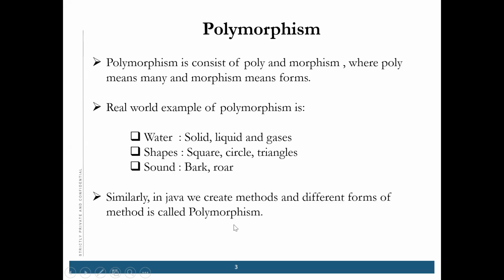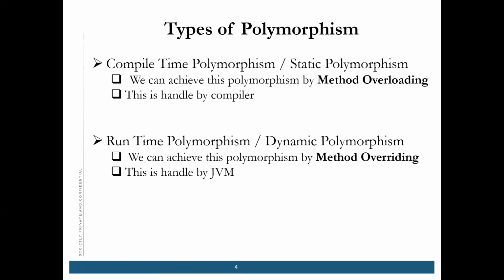How we can make it in a different form? By passing different parameters. So that is called polymorphism. Polymorphism means many forms. Poly and morphism. Poly means many and morphism means forms. So a method which can be used in many forms is called polymorphism. How we can use it, we'll learn that.